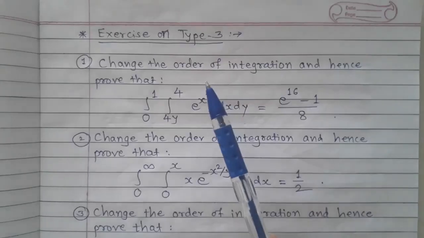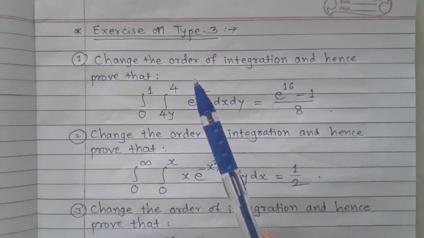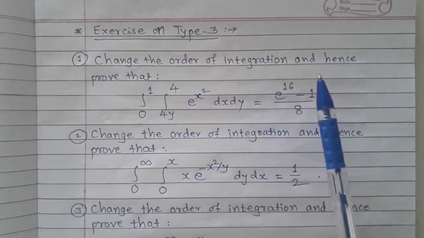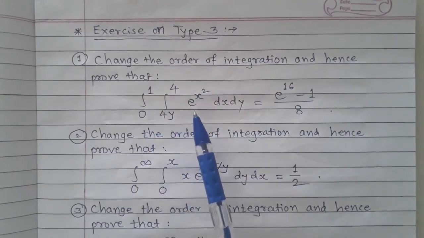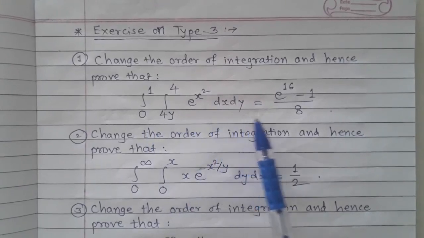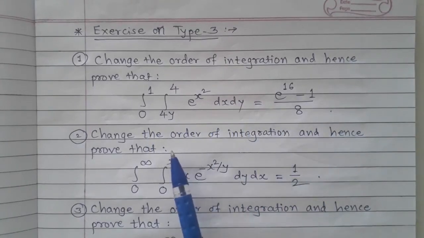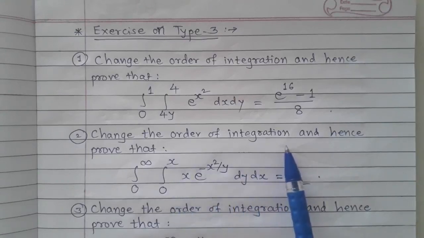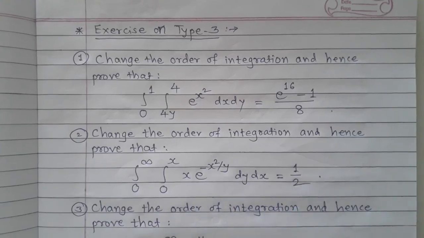So using the above video lecture, you can solve these problems: change the order of integration, and hence prove that integration 0 to 1, integration 4y to 4, e raised to x square dx dy equal to e raised to 16 minus 1 upon 8. Second question, change the order of integration and hence prove that integration 0 to infinity, integration 0 to x, e raised to minus x square by y dy dx is equal to half.